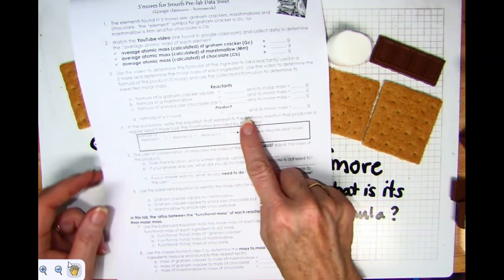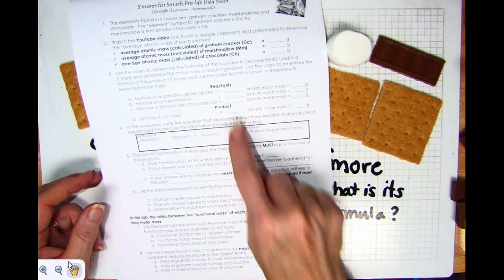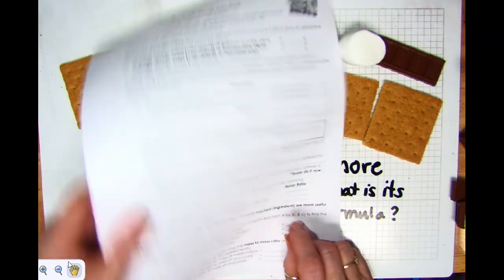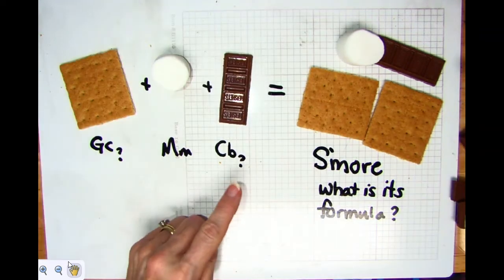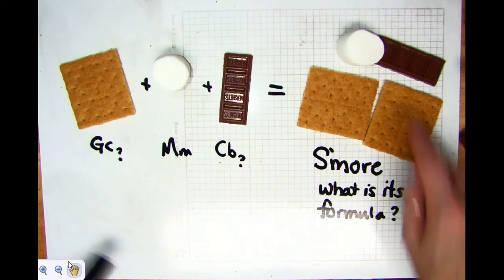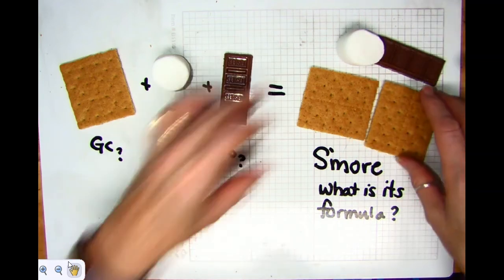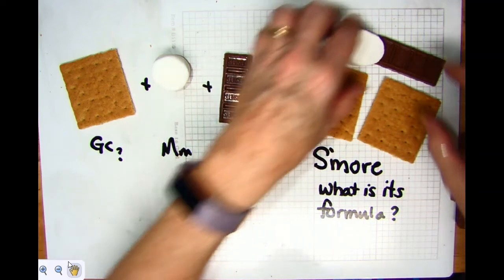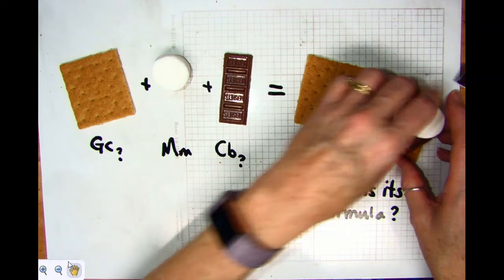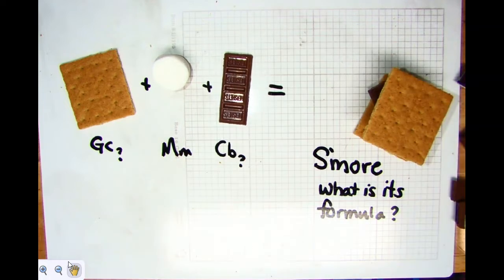And then what I want you to do is, using the molar masses, calculate the molar mass of a s'more. With these and this and this, we stick it all together, and eventually somebody's going to enjoy eating it. And, well, yeah, it's just going to be yummy. Okay? All right. So that's this next part of this.